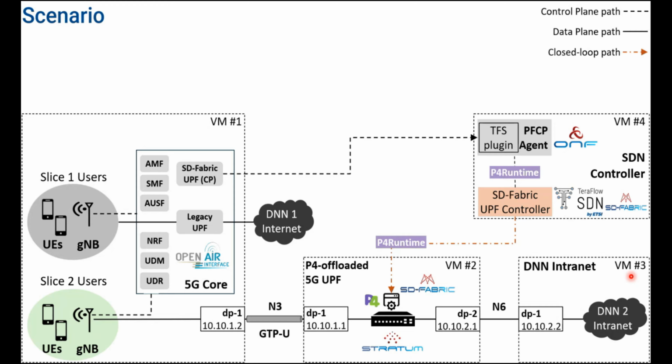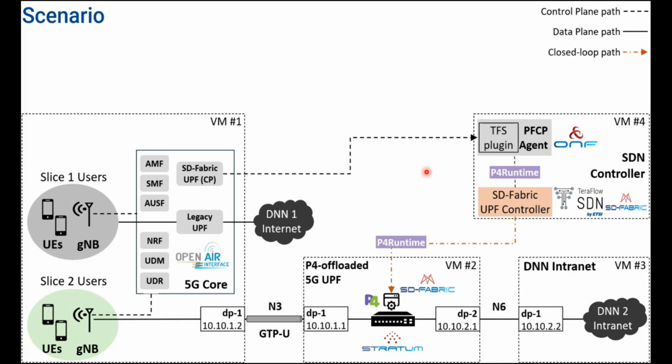Next, we demand a different class of users to be connected to the same 5G core. We call them slice 2 users here, the green ones on the left. And these are the privileged users that need to access a different data network, number 2, through a high-performance UPF, which in this case goes through this second VM here, in which we need to deploy the Stratum switch. And this is controlled by TFS, which is sitting in this VM here.